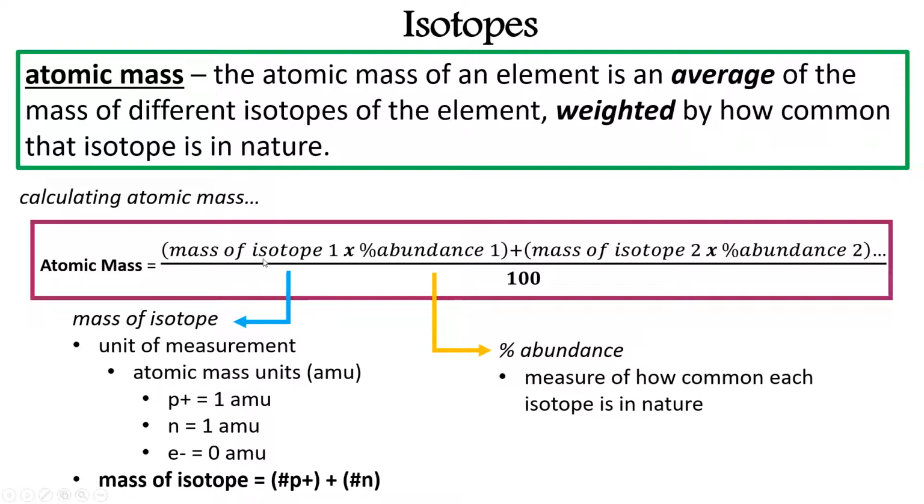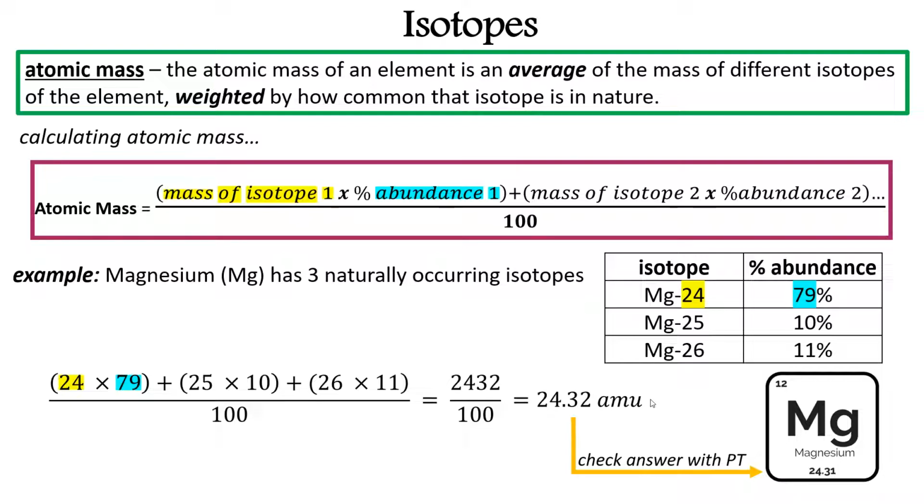So what this number is, it's essentially your mass number of the isotope. It's the number of protons plus your number of neutrons. The percent abundance, again, that's a measure of how common the isotope is in nature. So here's an example calculation of atomic mass.